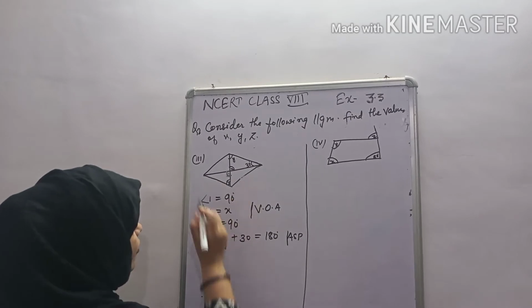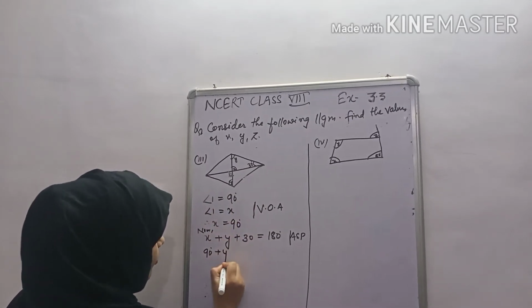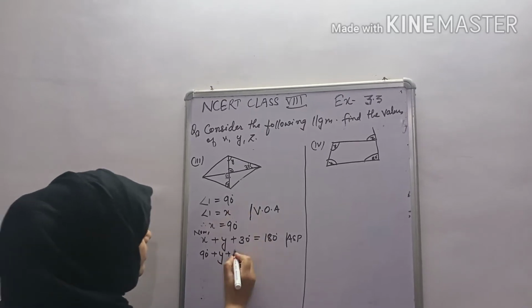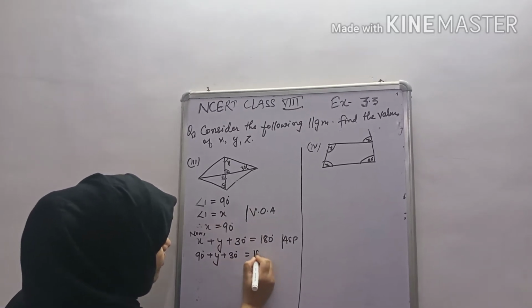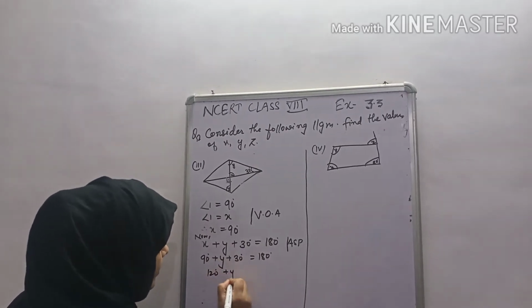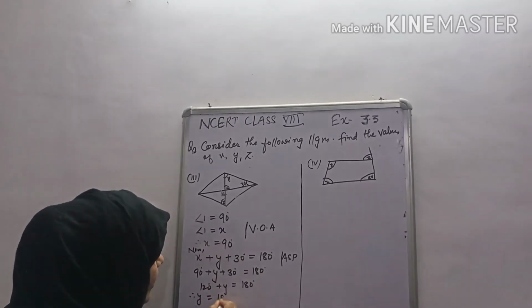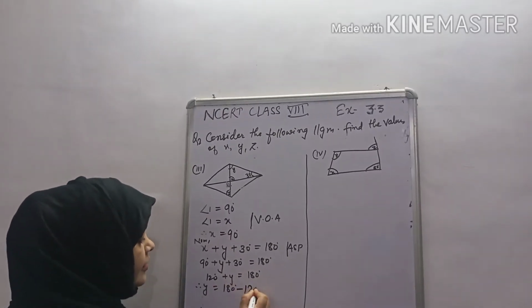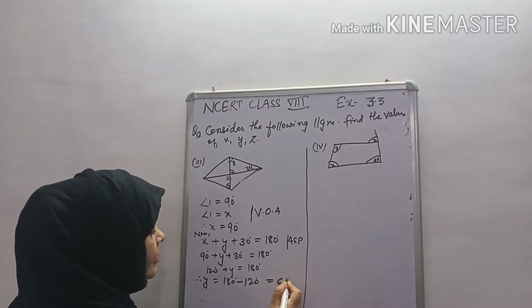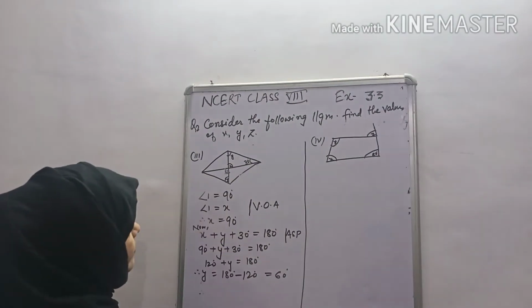What is the value of x here? 90 degree. Y? We don't know that. This is 30 degree, and the sum is equal to 180 degree. 90 and 30, 120 degree plus y is equal to 180 degree. Therefore, y is equal to 180 degree minus 120 degree is equal to 60 degree. This is the value of y. Now we have to find the value of z.